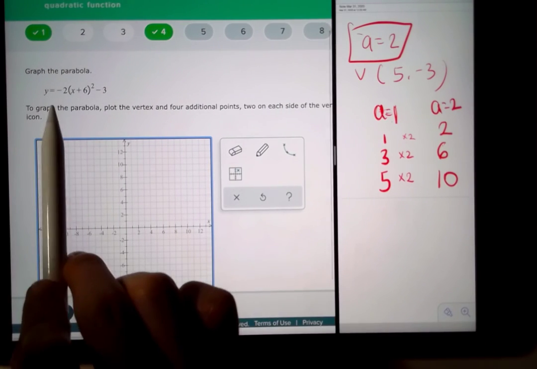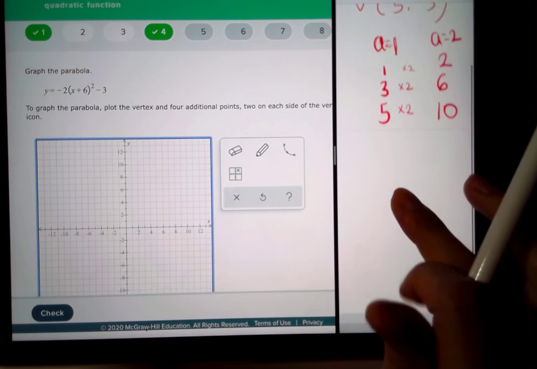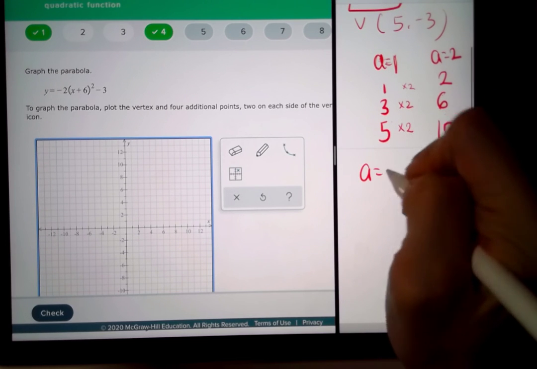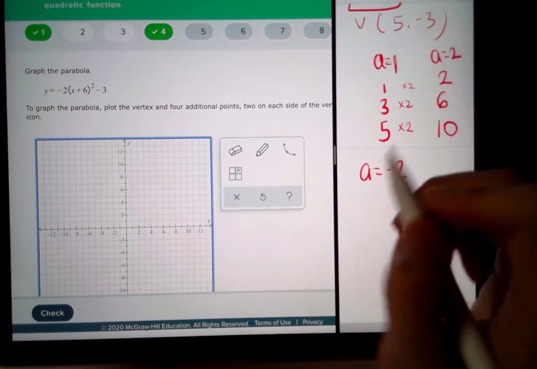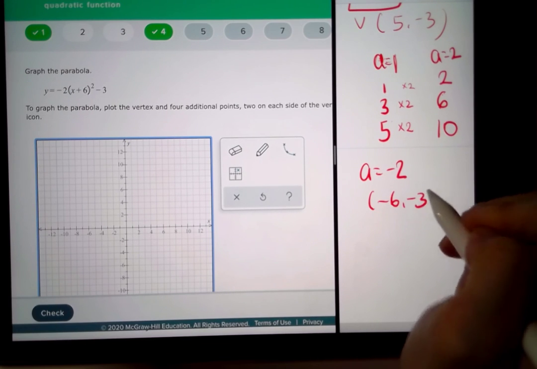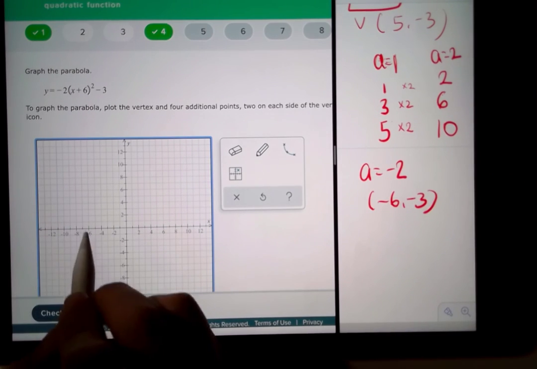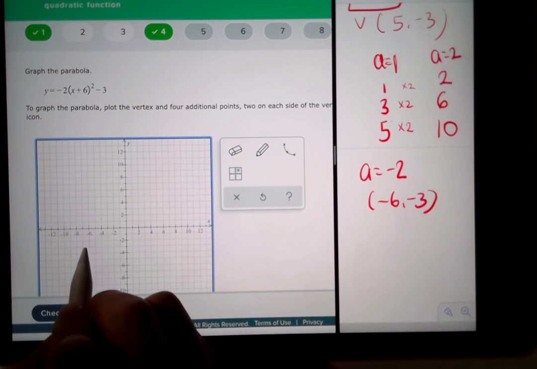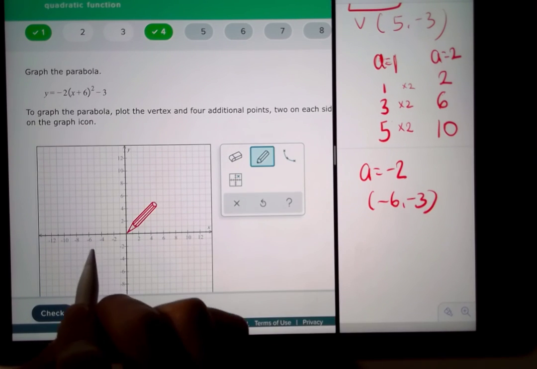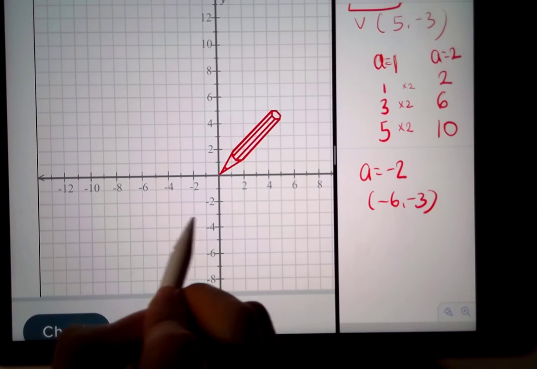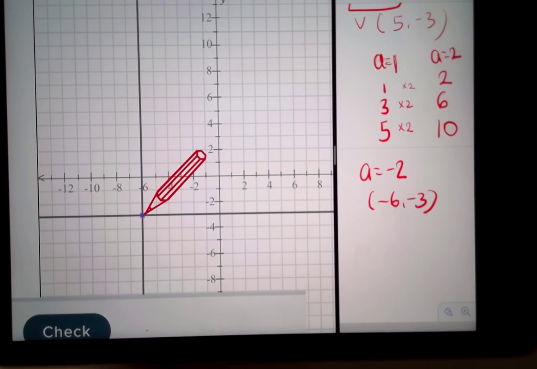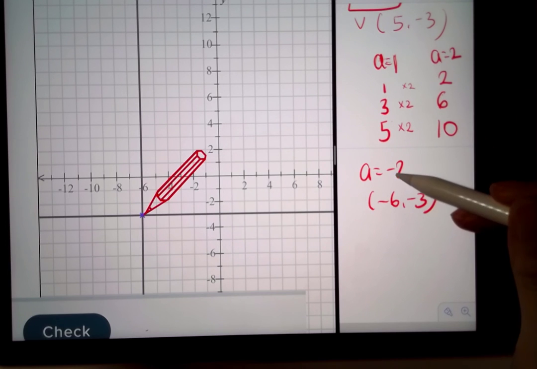So this time you get -2 for A, right? So A is -2 and my vertex is -6, -3. That's my vertex. So you go to -6, -3. Right here. And this time we have -2, right?